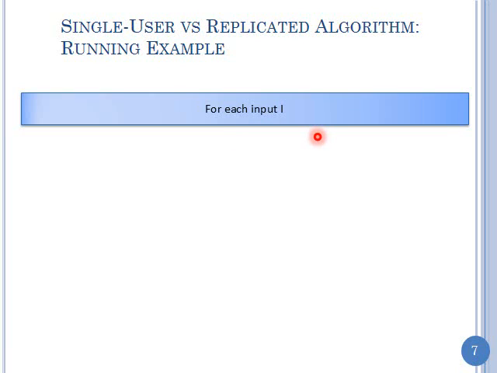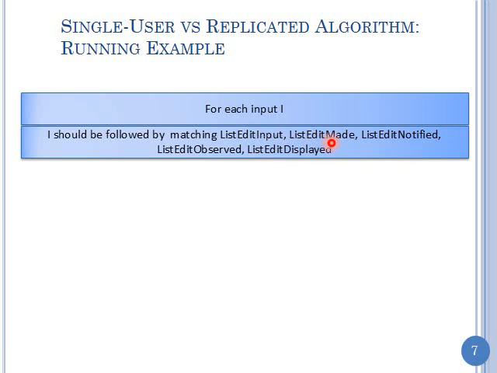Okay? So originally I said for each list edit input should be followed by matching list edit made in the model. List edit input is made in the interactor. List edit input occurs in the interactor. List edit made occurs in the model. List edit notified occurs in the model. List edit observed occurs in the view or the interactor. List edit displayed occurs in the interactor. So this was our algorithm. It was very simple, right? We know now that there are multiple models. Okay, so how is this algorithm going to change in the replicated case?